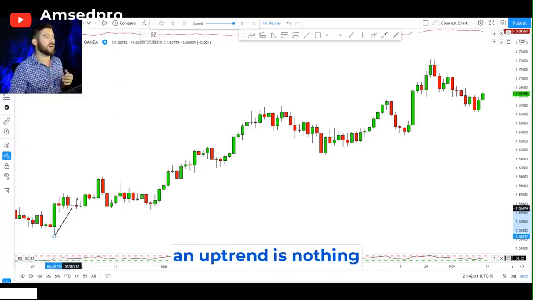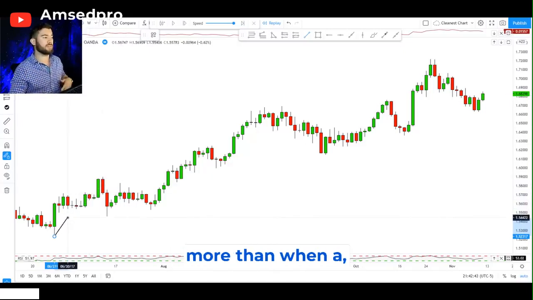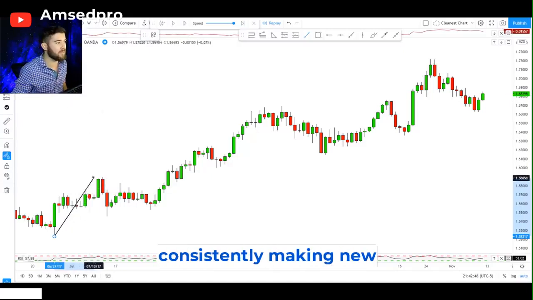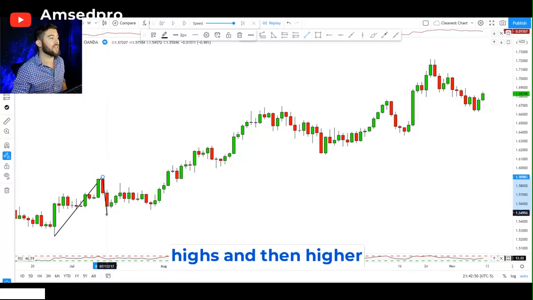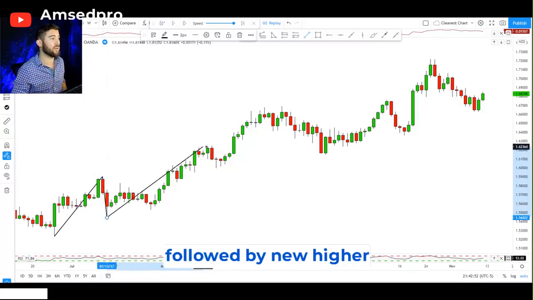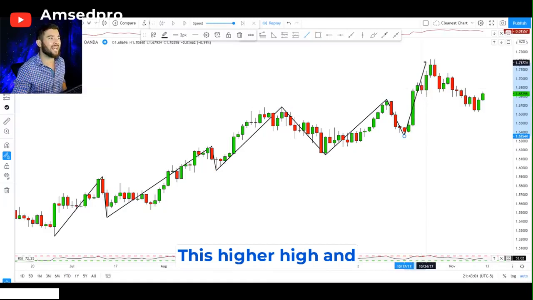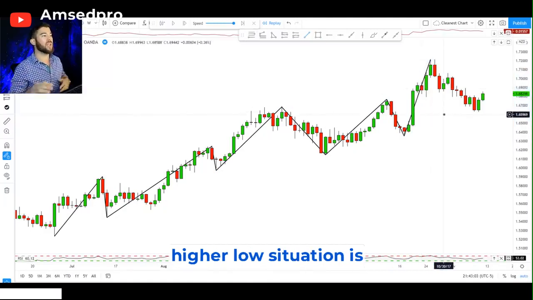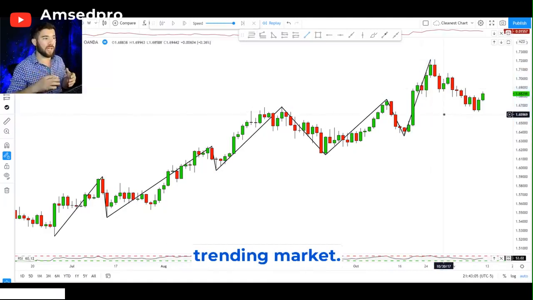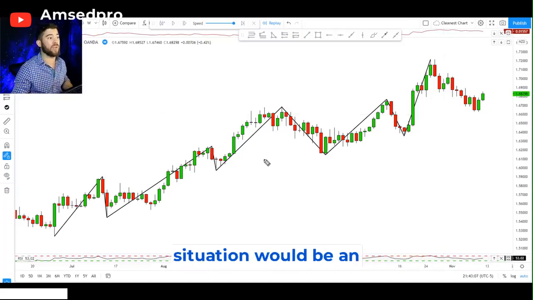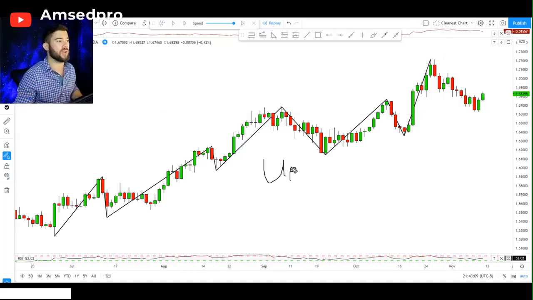And simply put, an uptrend is nothing more than when a candlestick chart is consistently making new highs and then higher lows, followed by new higher highs, new higher lows, new higher highs, new higher lows, and so forth. This higher high and higher low situation is what is referred to as a trending market. In this particular situation, it would be an uptrend.